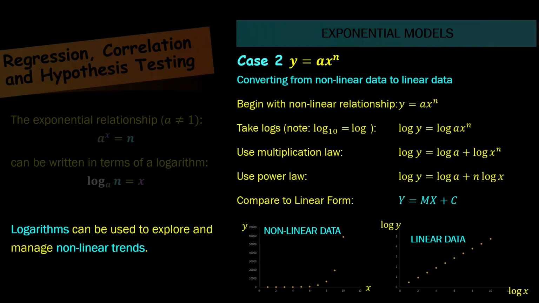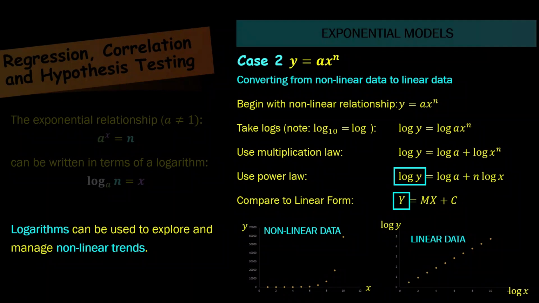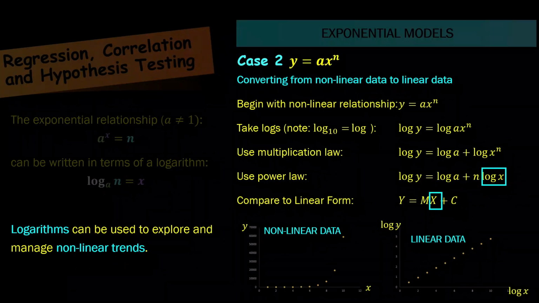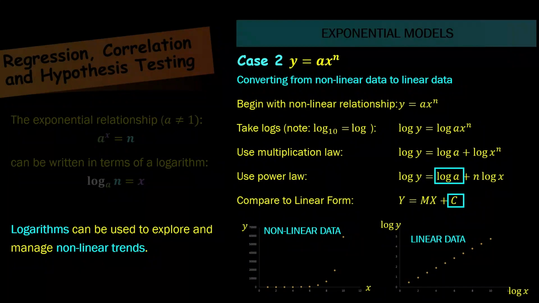And now let's compare to the linear form. So capital Y, the dependent variable, equals log y. Capital M, the gradient, equals little n. Capital X, the independent variable, equals log x. And capital C, the constant term, is log a.